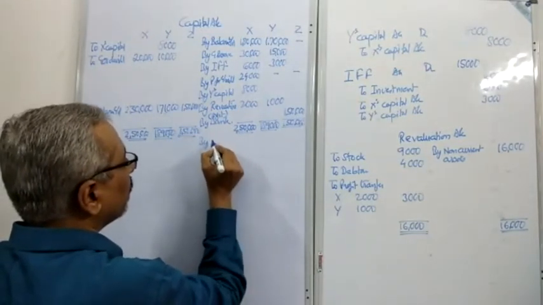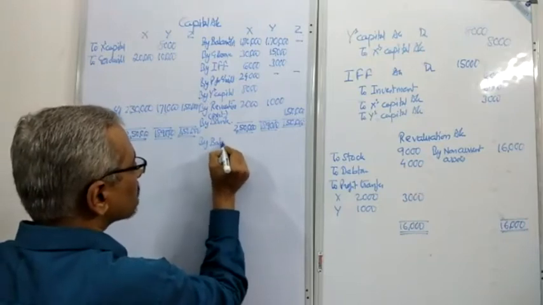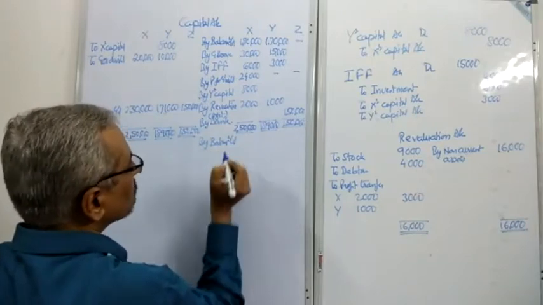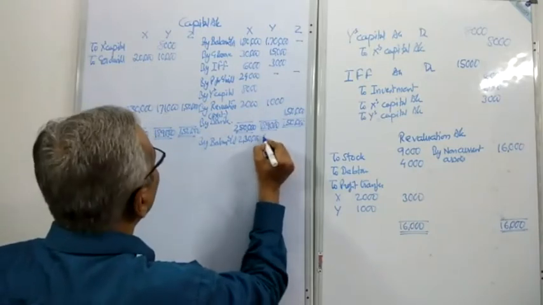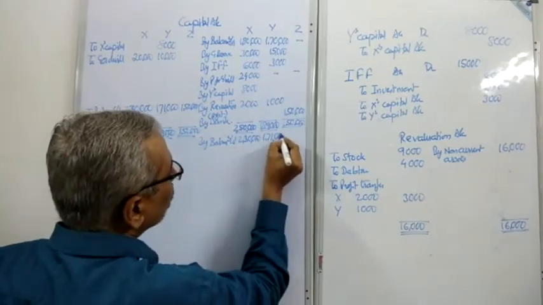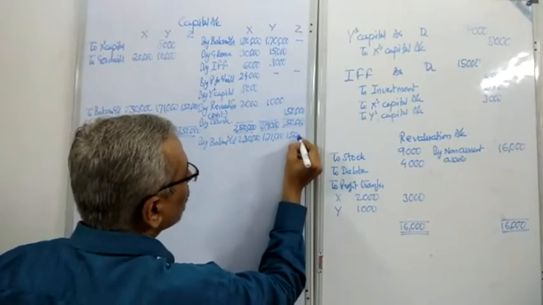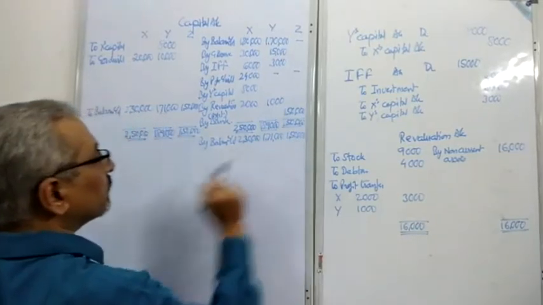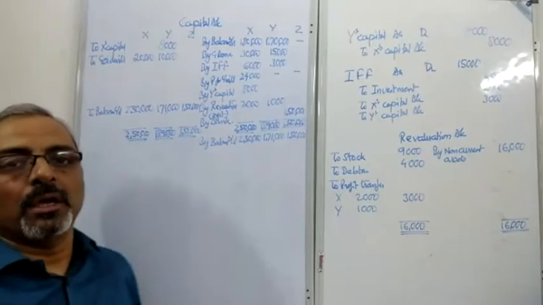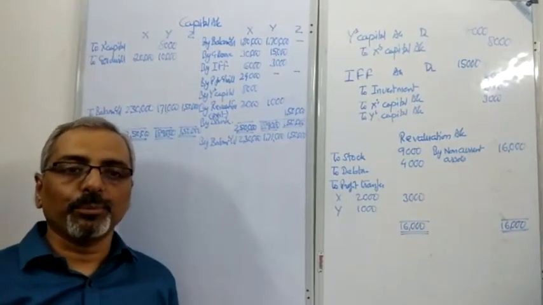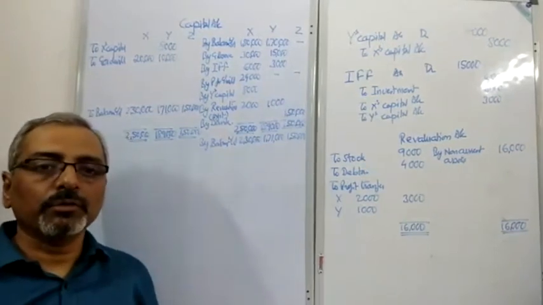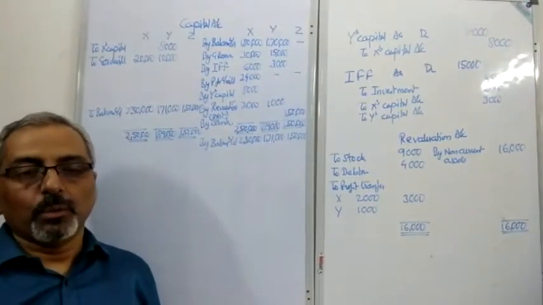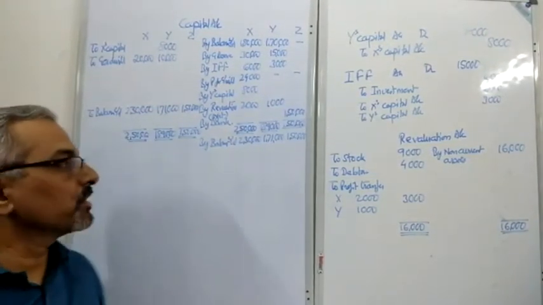We will conclude it by bringing down the balance. By balance brought down, 2,30,000 first partner, 1,71,000 second partner, and 1,50,000 third partner. These three balances will help us in preparation of the balance sheet of the firm. Now we'll start off with the last part of the sum, which is the preparation of the balance sheet.